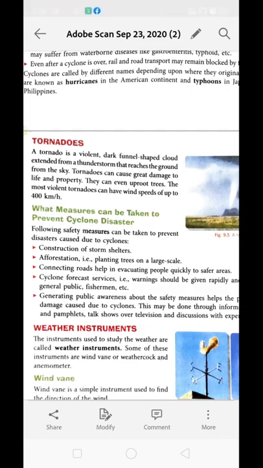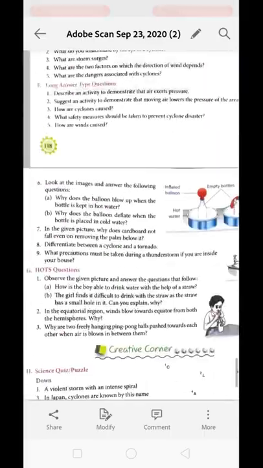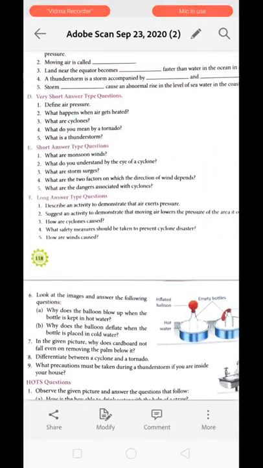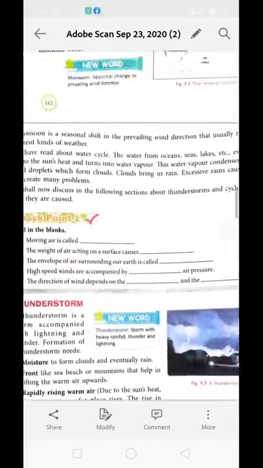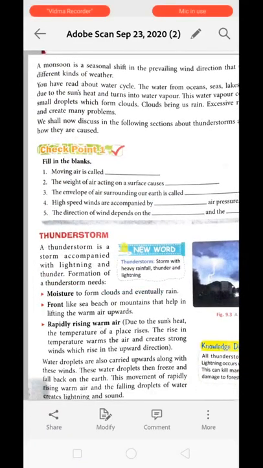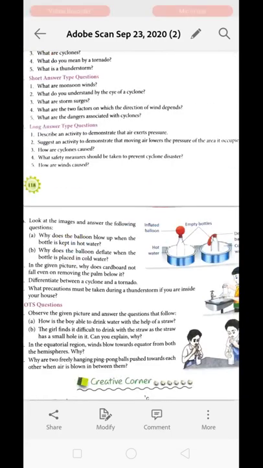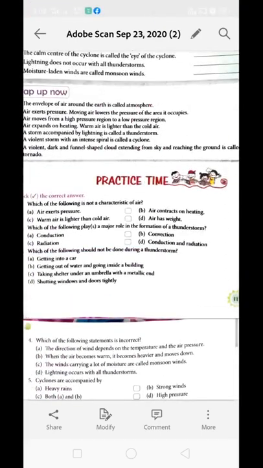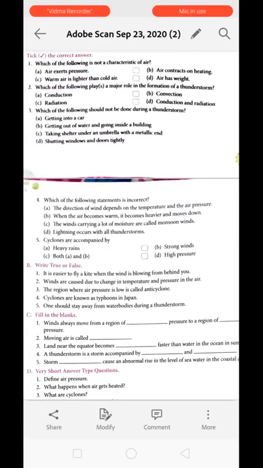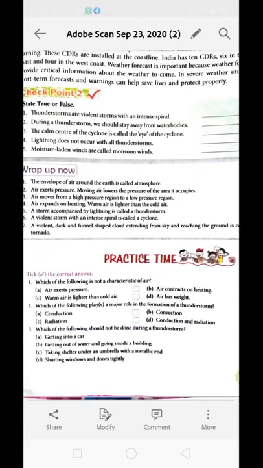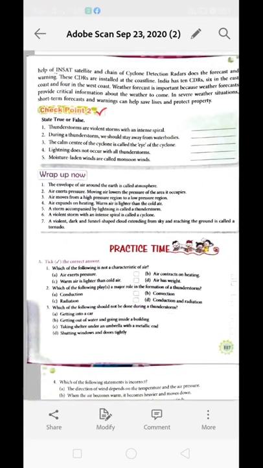Next is, what is thunderstorm? Storm with heavy rain, thunder and lightning is called thunderstorm. Question. What are monsoon winds? You can write the answer from checkpoint 2, fifth point. Moisture laden winds are called monsoon winds.